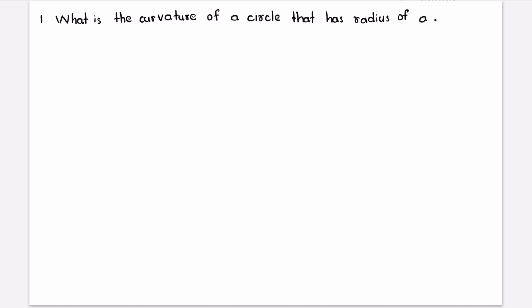What is the curvature of a circle that has a radius of a? We know that the curvature of a circle is inversely proportional to its radius, right? So the answer is this. But this question is a kind of proof question, so we need to prove that to get this answer. First, let's draw a circle.